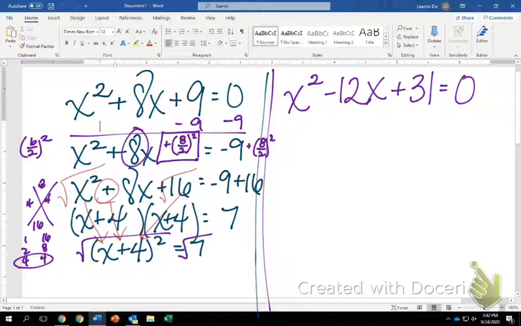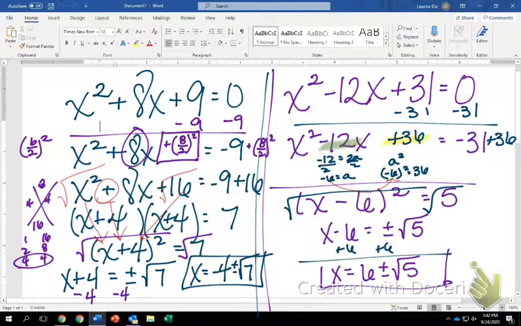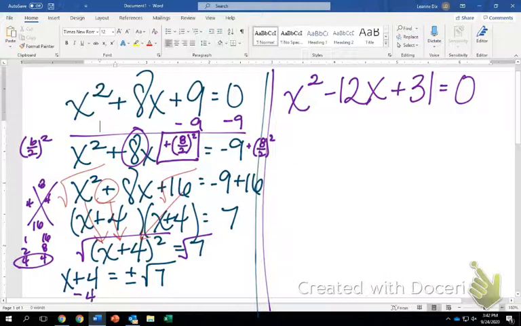When you do that, that gives you a positive and negative square root of 7. We cannot reduce the square root of 7 at all, so after this, we just need to subtract 4 from both sides, and since it is not like terms, we are going to put this negative 4 in front. So our final answer is going to say x equals negative 4 plus or minus the square root of 7, and that is our answer.